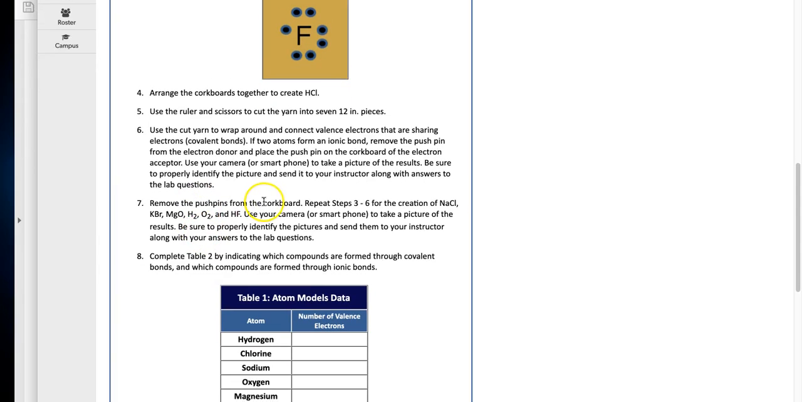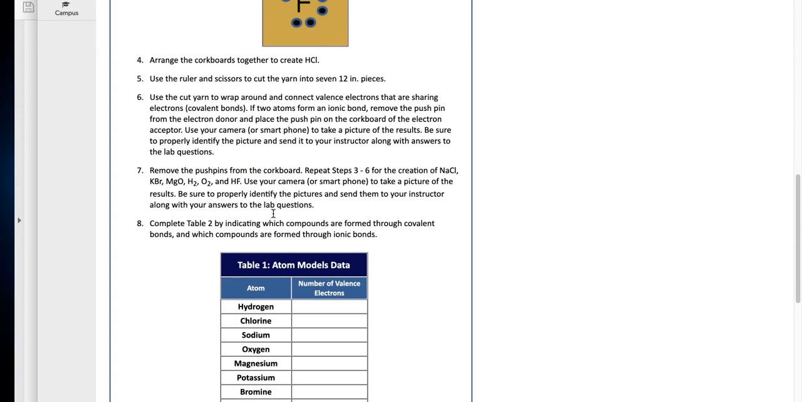Okay, then you remove the push pins from the corkboard. You're going to repeat all those steps for all the different substances. So you're going to do this many times. Yarn is used if it's covalent. Move the push pins from the electron donor to the electron acceptor if it's ionic. Make sure all of your pictures, all of your substances are properly labeled so that I know that you know what you're making.